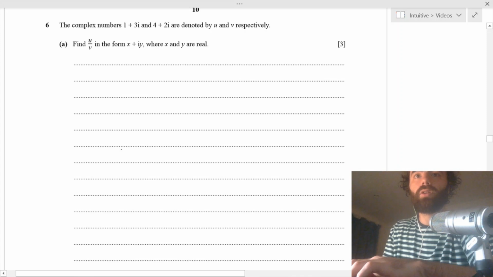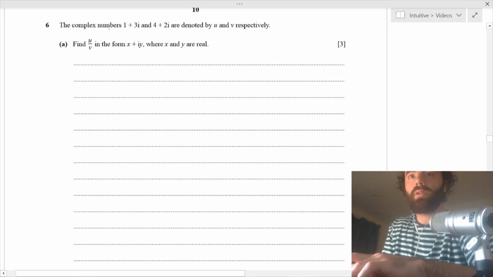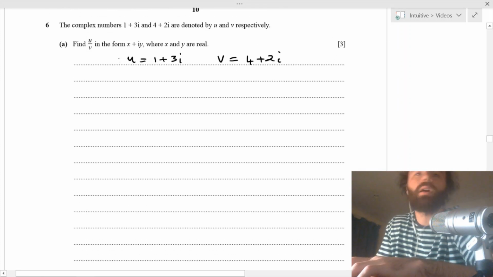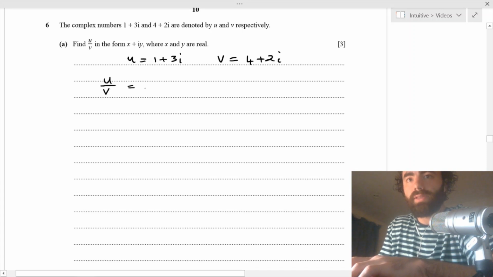Righto. Okay, so the complex numbers are u and v, so let's write out what they give us. u is 1 plus 3i, and v is 4 plus 2i. Find u divided by v in the form of x plus yi. They ask this all the time. So u divided by v, what is that? Let's just write that out.